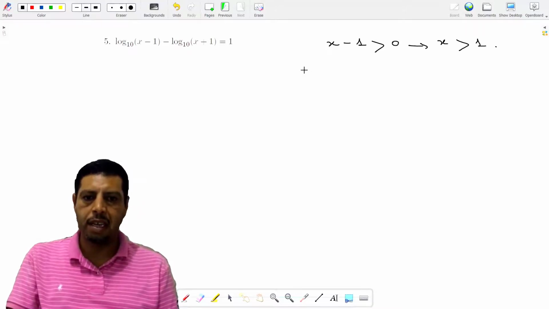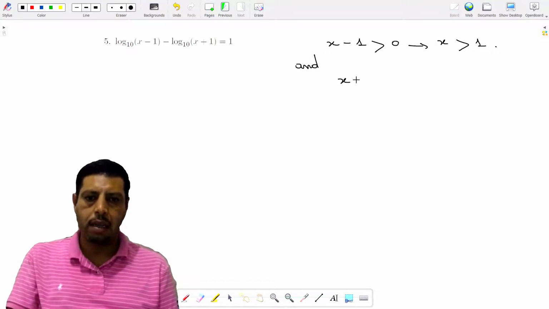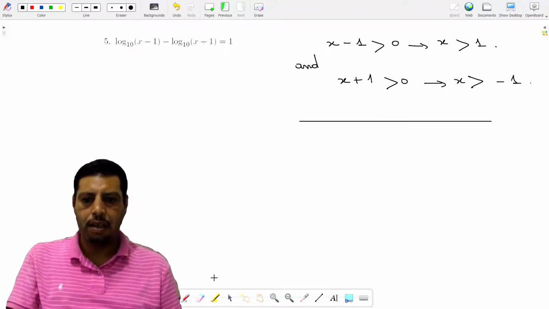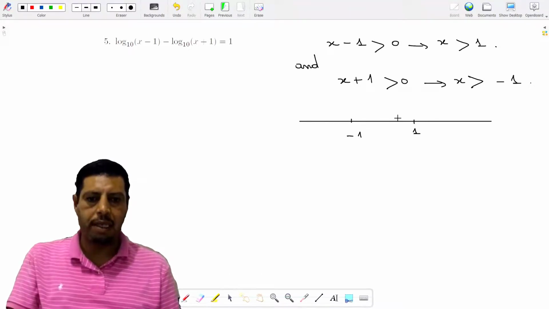So this is the first condition. And the second condition is x plus 1 greater than 0, which makes x greater than -1. So here we have two conditions, and we're going to check the intersection of these two conditions. Okay, let's place the two values, -1 and 1, on a real numbers line, just to check what your domain is. So negative infinity here, infinity, -1 and 1.